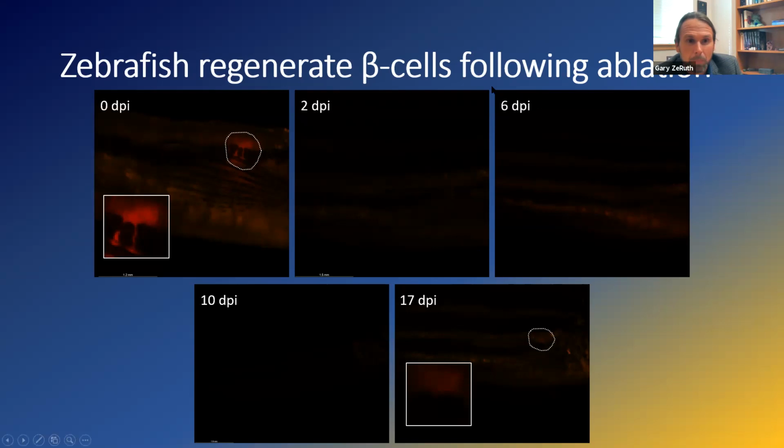So here you can see our model. We inject streptozotocin into a zebrafish. This is the pancreas that we're observing here with the red signal. And by 2 days post-injection, all of the beta cells have been completely ablated. And then by 17 days post-injection, we see that signal starting to return here while the beta cells regenerate.